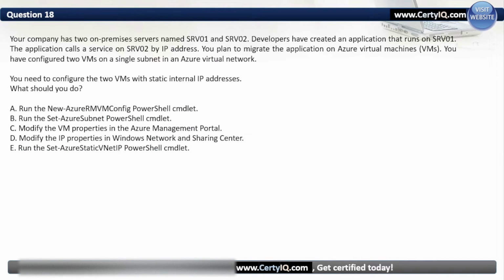Question 18. Your company has two on-premises servers named SRV01 and SRV02. Developers have created an application that runs on SRV01. The application calls a service on SRV02 by IP address. You plan to migrate the application to Azure VMs. You have configured two VMs on a single subnet in an Azure virtual network. You need to configure the two virtual machines with static internal IP addresses. What should you do?